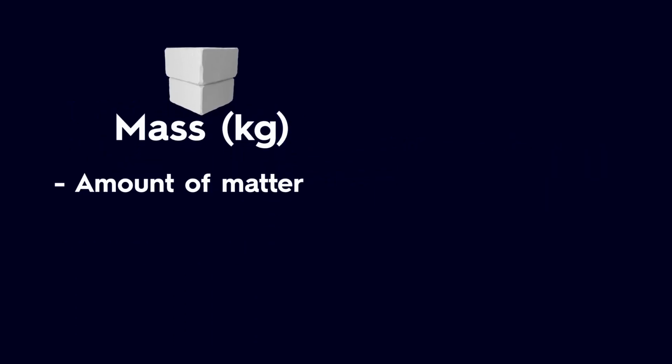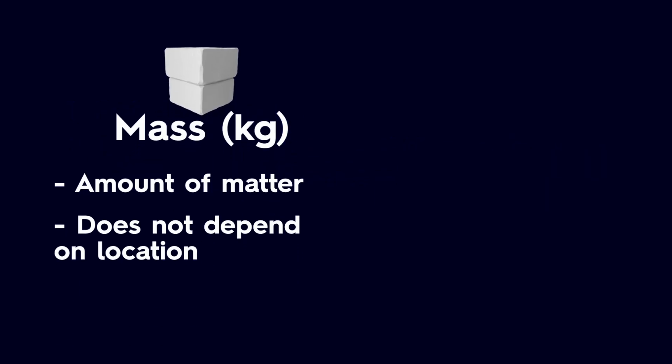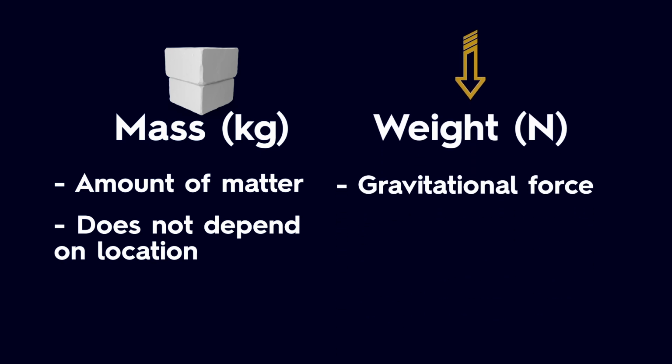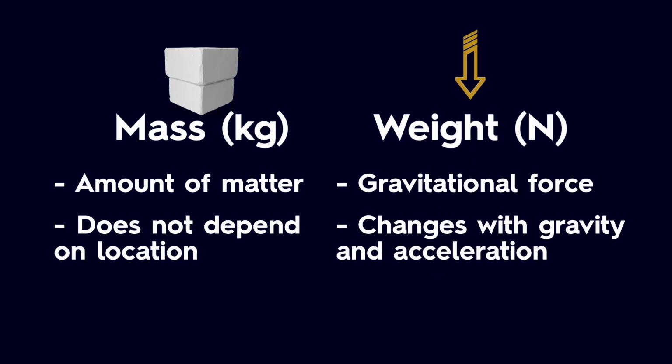To recap, mass is the amount of matter and does not depend on location. Weight is the gravitational force and equals mass times g, so it changes with g. In accelerating situations, your apparent weight reflects g plus or minus the acceleration.